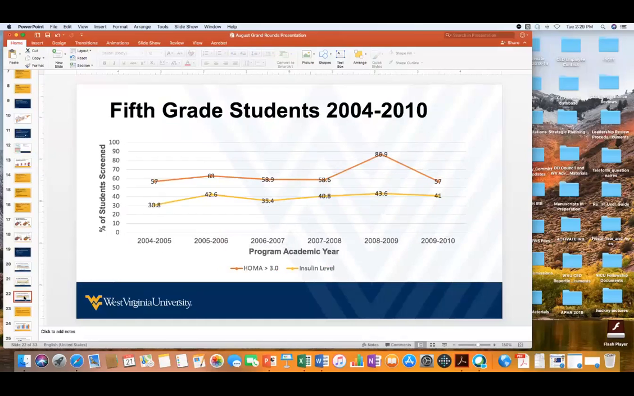Okay. HOMA, which is kind of a diabetes measure, and insulin, these are the percentages or proportion of those screened who had it. Again, in 2008-2009, we tended to have a peak in HOMA, which is insulin and glucose combined. But a lot of kids had abnormal HOMA levels.